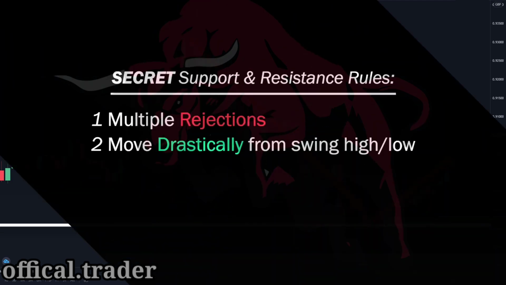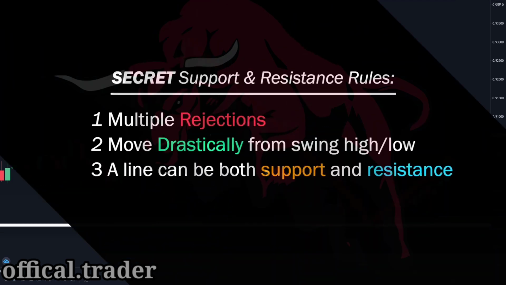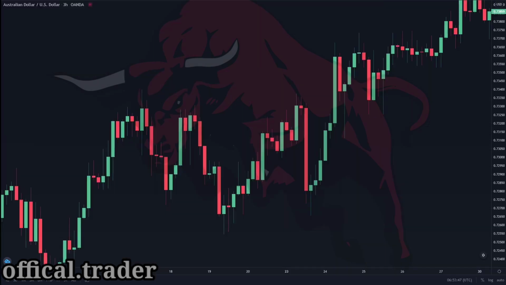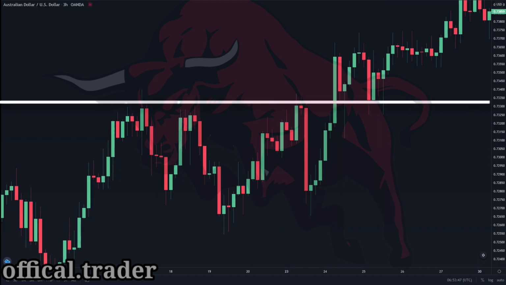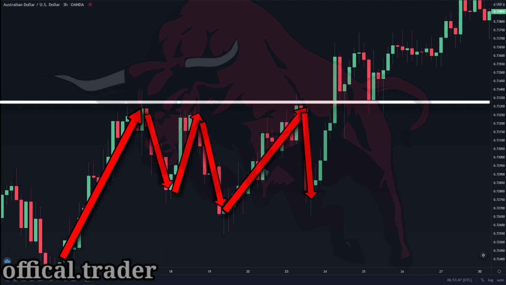So the next criteria is that one line can be both a support and resistance at the same time. Let me show you what I meant. So in this chart, we can see that the price formed a level of resistance here, as prices went up, hit and reversed downwards multiple times, indicating a rejection in the upper part.